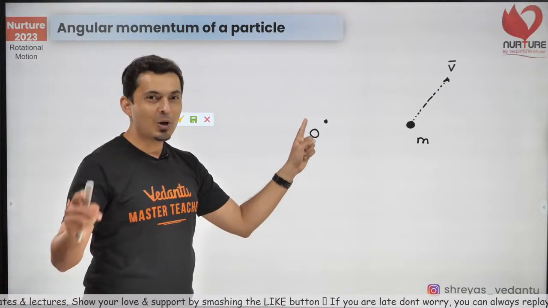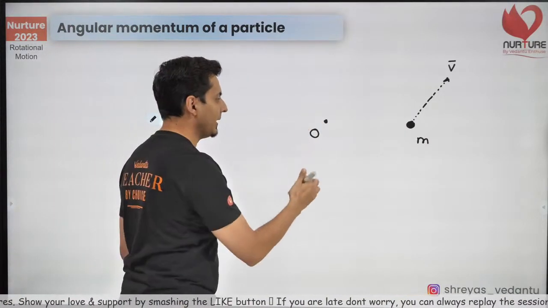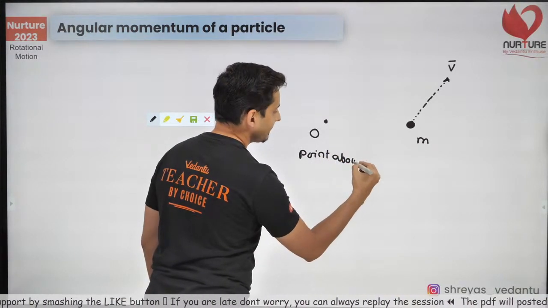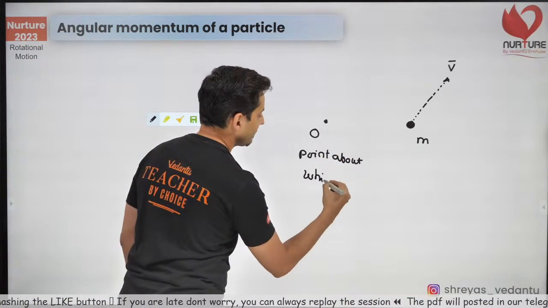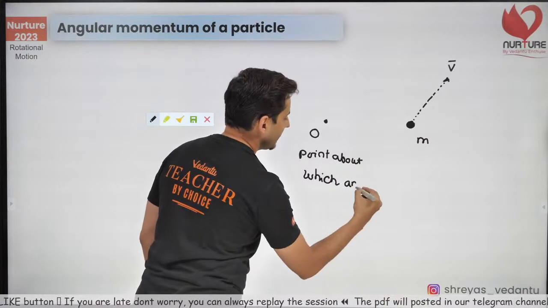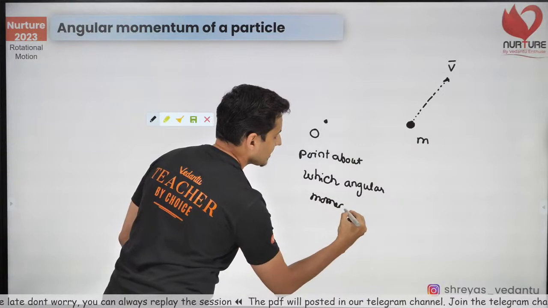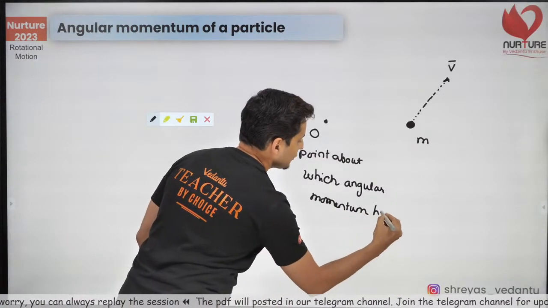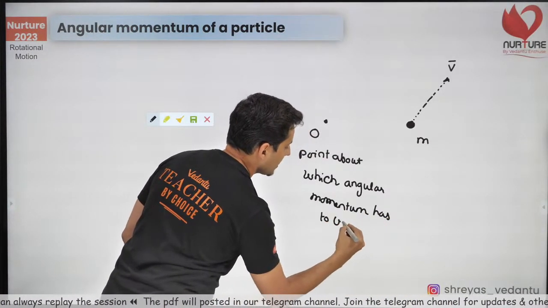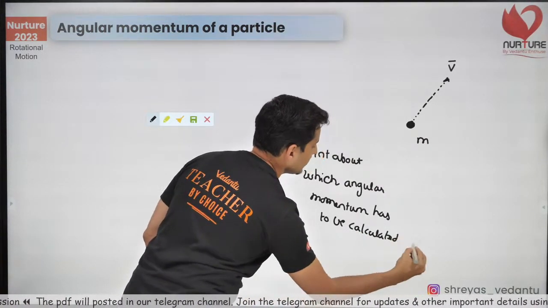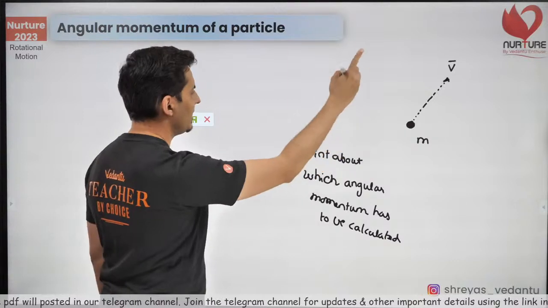Okay, so you always calculate it about a point. So point... about which angular momentum has to be calculated. Okay, so this is what it is, and this is the mass, this is moving.